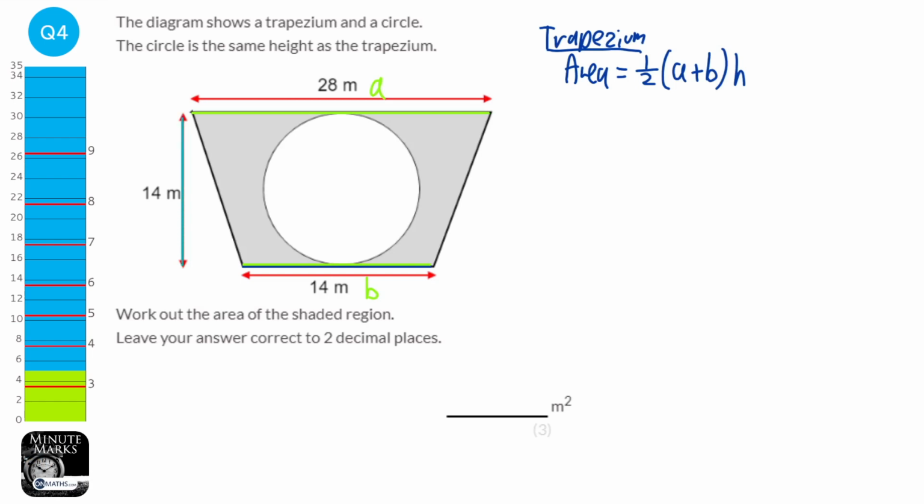So perpendicular means it hits it at right angles. So that's what we've got here. So the area would be half times A, which is 28, plus B, which is 14, times the height, which is 14. And so that would be 294.